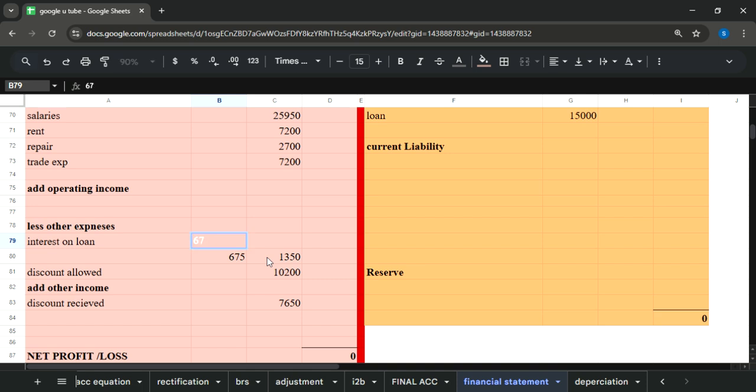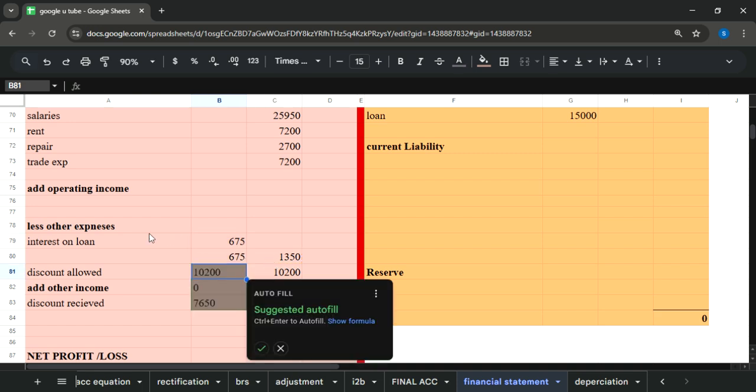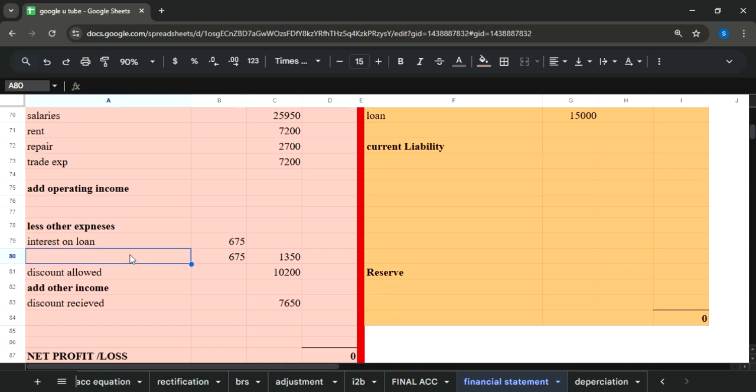Now we will see why we have chosen this second line. Please understand, 1350 was the total interest, and 675 has already been paid. It means the difference of these two amounts is still payable. Alright, so here you will write add outstanding interest. Once again, 9% was the amount of interest, 675 was already paid, so 675, the difference between these two amounts, is still payable.